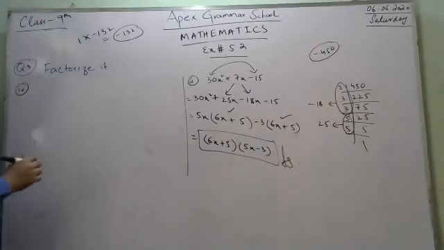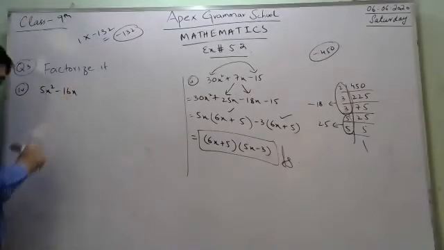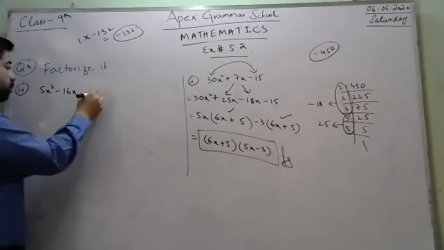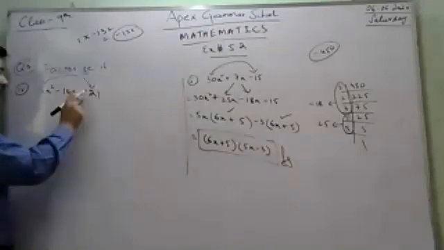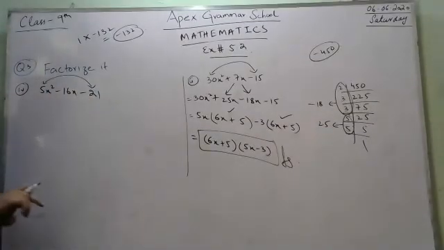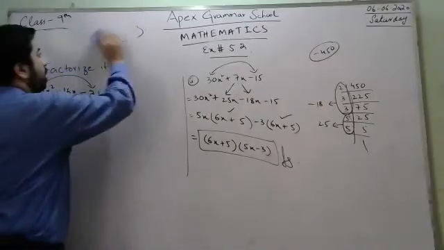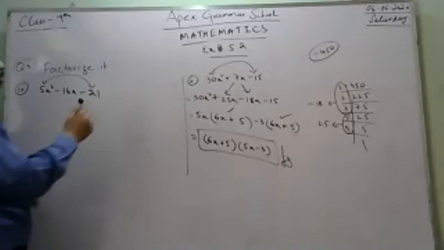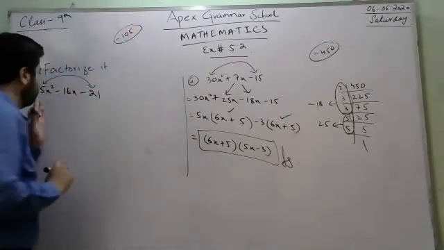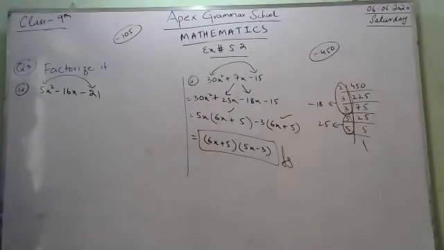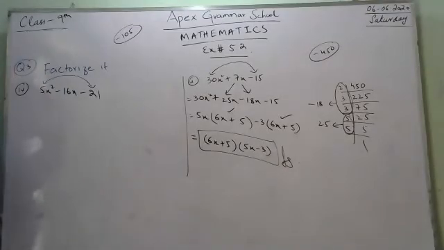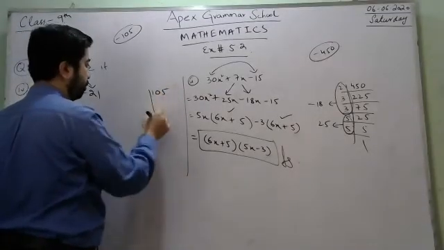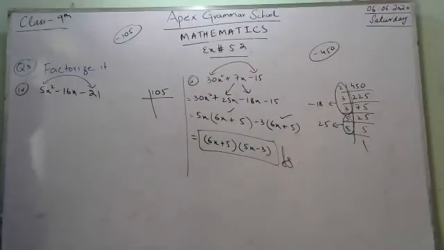5x square minus 16x minus 21. Now for middle term breaking, this 5 is going to multiply with this negative 21. After multiplication of them, you can see it will make negative 105. So we need the multiplication answer to be minus 105 and the addition or subtraction answer to be negative 16. So 105, you have to take the LCM.